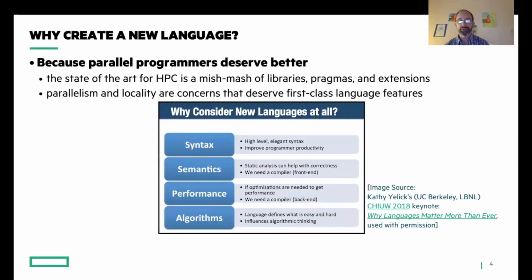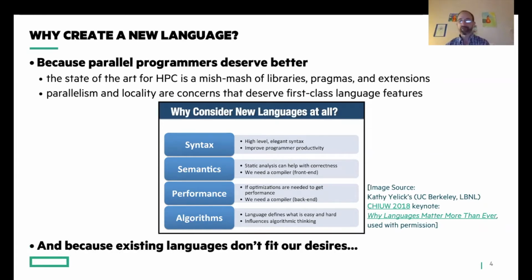This isn't just an attitude of our team. This is a slide from a keynote that Kathy Yellick gave at our annual Chapel workshop a couple of years ago. Her talk was called "Why Languages Matter More Than Ever," alluding to the fact that with exascale coming along, languages can really be a big boon. In her talk, she argued that languages can provide new syntax, semantics, performance optimization opportunities for compilers, and new algorithmic creativity. And that's a message that really resonates with me and my team and says a lot about why we're pursuing Chapel.